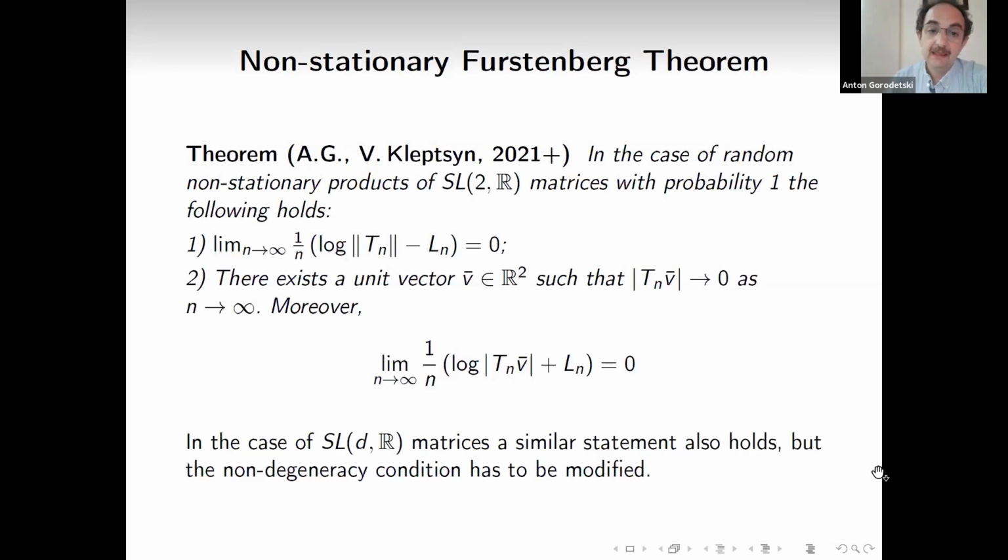And once again, the same statement holds for higher dimensional matrices, but I have to emphasize that the non-degeneracy condition has to be improved. It has to be made stronger. The one that we introduced is not sufficient for the higher dimensional case. One can construct a counterexample. Nevertheless, generically, the same statement still holds.